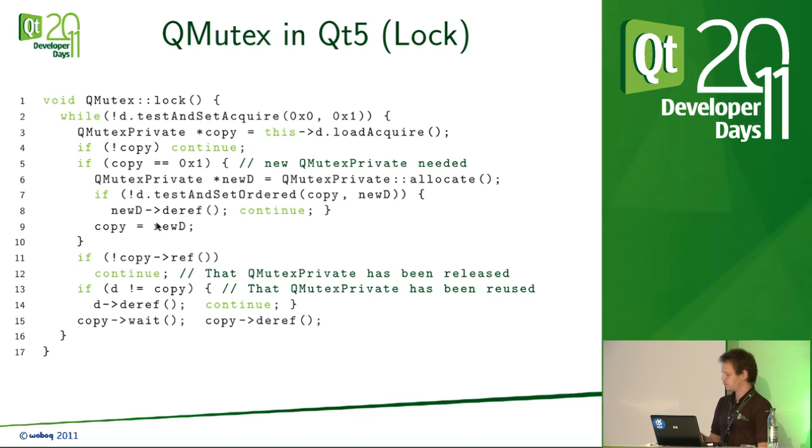Else, we're going to use this new mutex private as our copy here. We'll try to ref it. Again, as I said, it's very possible that this mutex private has been released and then used again in another mutex. So if we try to ref it, and the reference count is 0, it means that the mutex has been unlocked, which means we can, again, start over and try to test and set from 0 to 1.